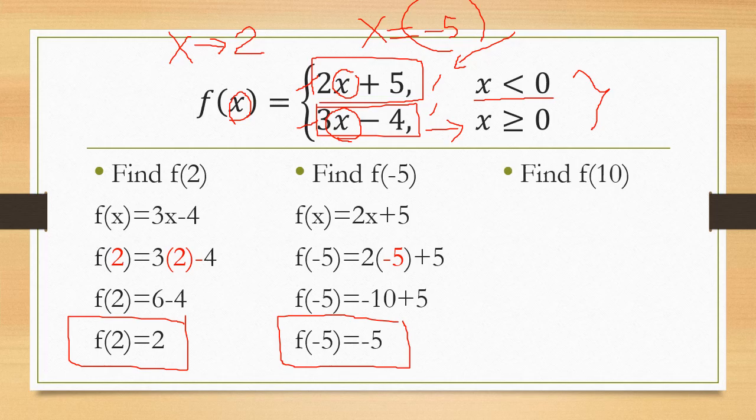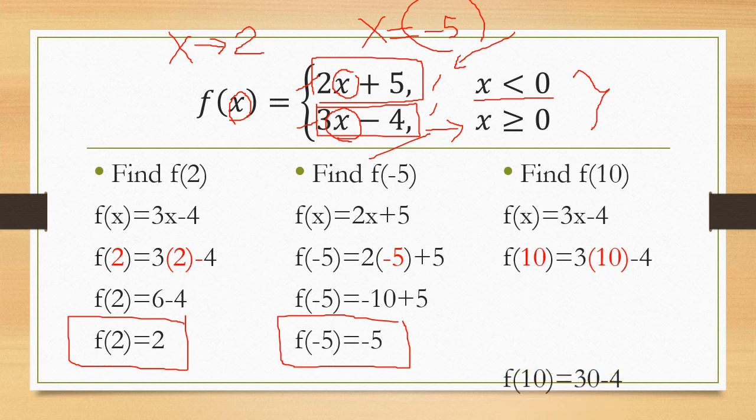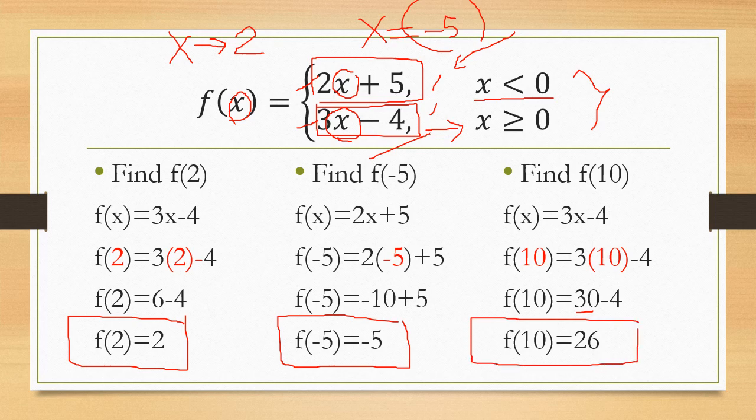O, sa pa nga daw, f of 10. So, kanina siya valid. Okay, so we are going to use 3x minus 4. So, ito siya. Replace 3 times 10 minus 4. Then, 3 times 10 is 30 minus 4. And f of 10 is equal to 26. So, yan lang po ang ating evaluation of functions.